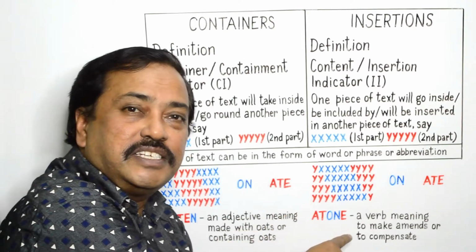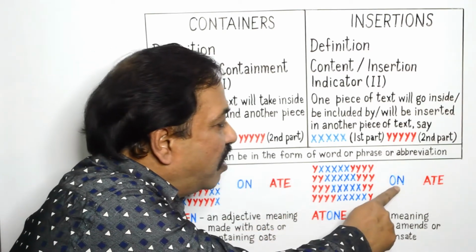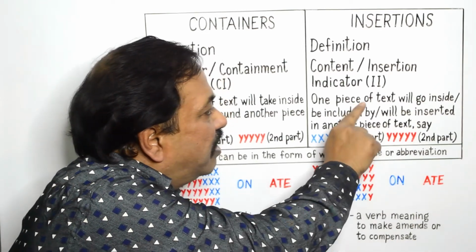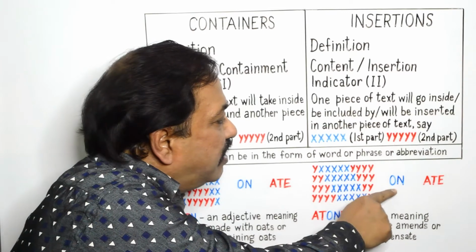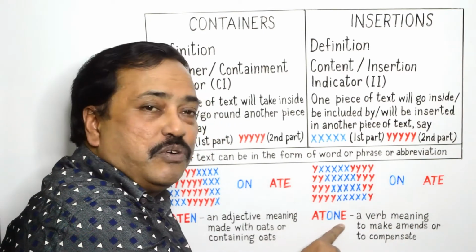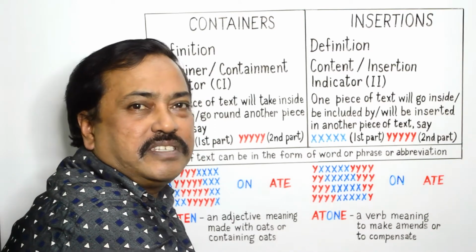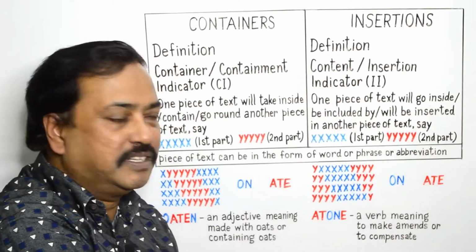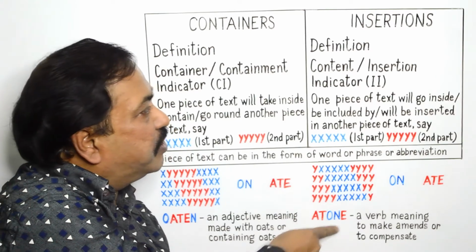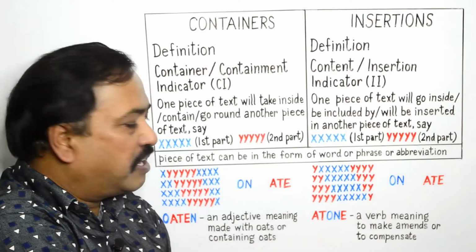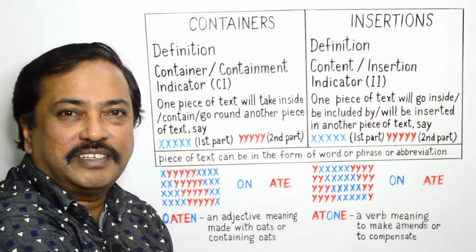And here just the opposite has happened. ON and 8. Now you see, the first part ON has gone inside the second part and we got a word ATONE, which happens to be the synonym of the definition. So here this has resulted because of the insertion indicator. Hope it's clear? So let's begin.